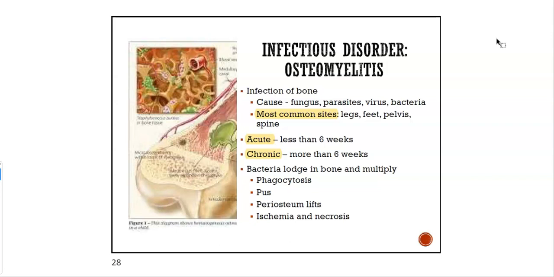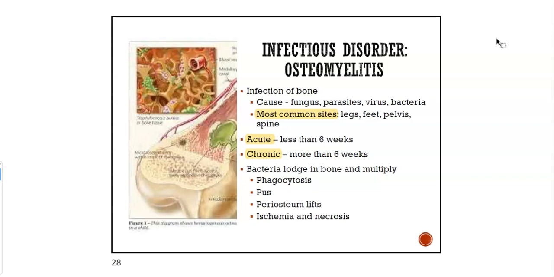So I see that a lot in the hospital. Now, osteomyelitis can be acute or chronic. So know the difference, right? Acute is less than 6 weeks. Chronic is lasting more than 6 weeks. So it's just a difference in duration.